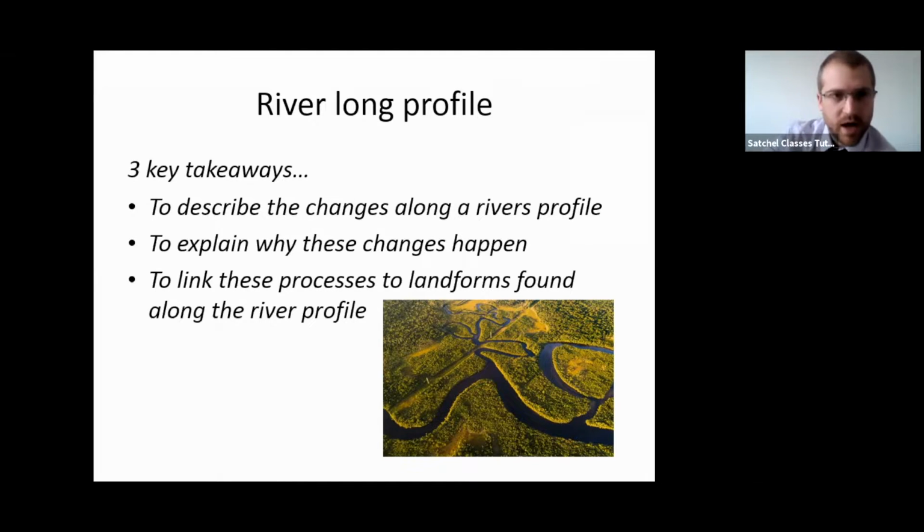And our three key takeaway points we're basically aiming to do are to describe the changes of the river along the profile, so what characteristics are changing, to explain why these changes happen, and then to try and link some of the landforms to the processes that we see in the river to basically show our understanding of how those rivers are changing from source to mouth.